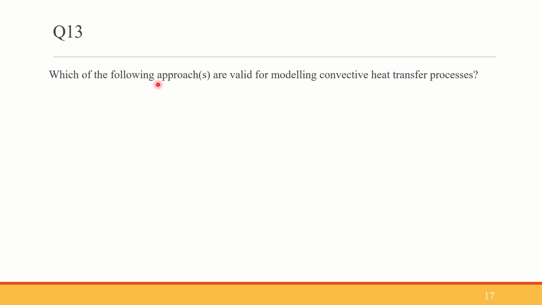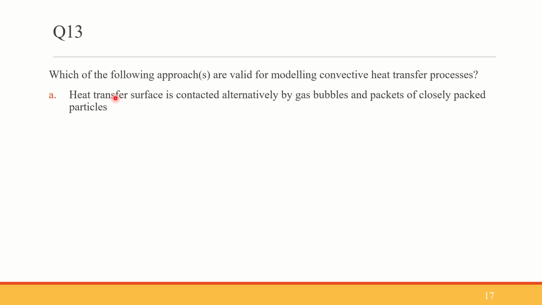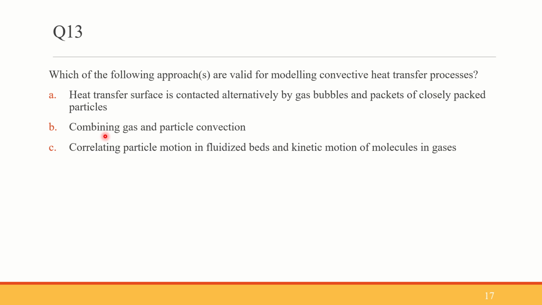Question 13. Which of the following approaches are valid for modeling convective heat transfer processes? Option A, heat transfer surfaces contacted alternatively by gas bubbles and packets of closely packed particles. Option B, combining gas and particle convection. Option C, correlating particle motion in fluidized beds and kinetic motion of molecules in gases. Option D, all of the above.